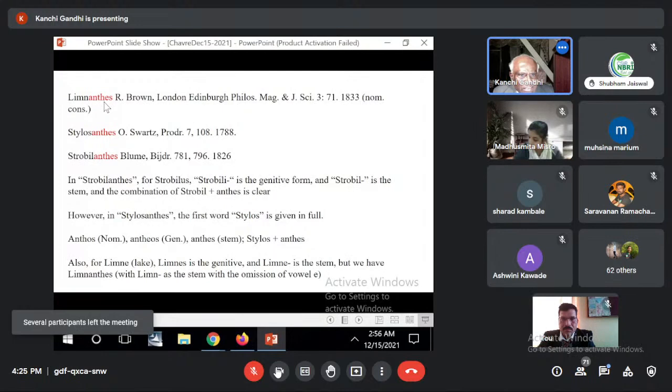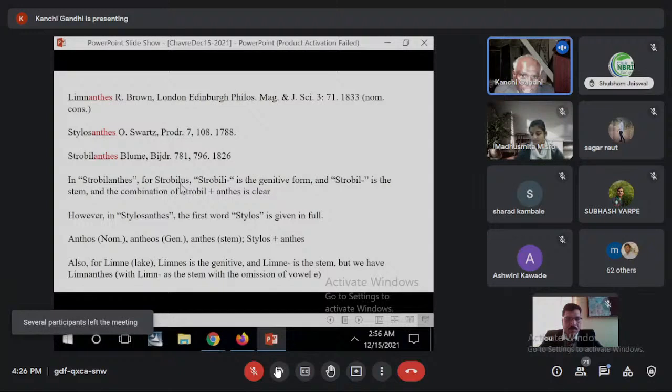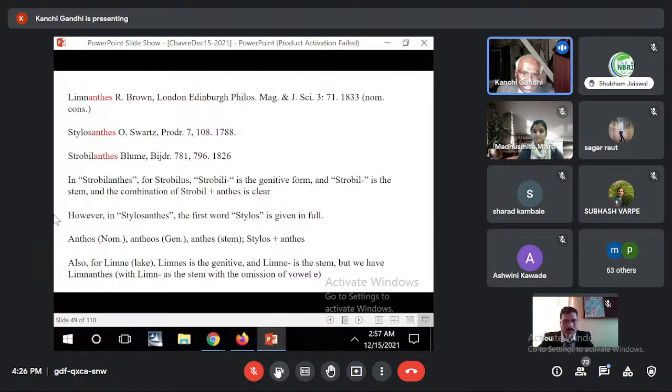Now, recently I started questioning what is happening here. In Strobilanthes, the first word is Strobilus, and you already know how to make the genitive form. Remove the US ending and add I, it becomes Strobili, the genitive form. In Strobili, Strobil is the stem, and I is the genitive ending which you remove. You use the stem Strobil and add the next term anthes to make Strobilanthes. That is very clear. So all you found here was the genitive form of the first word, and you used the stem of the first word to which you added anthes to make Strobilanthes.